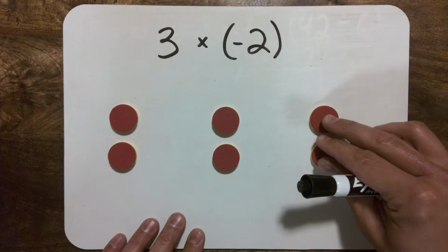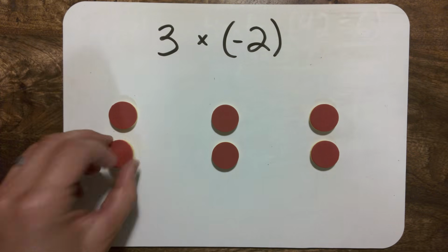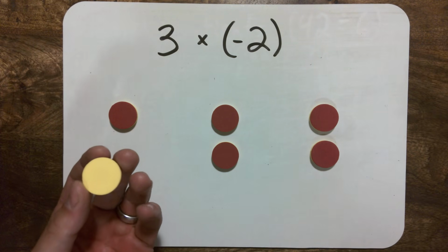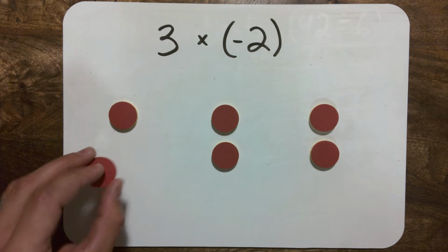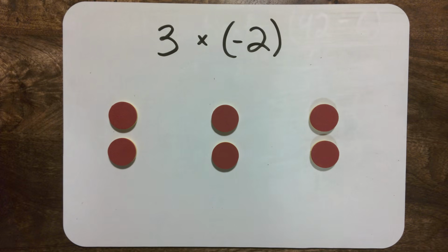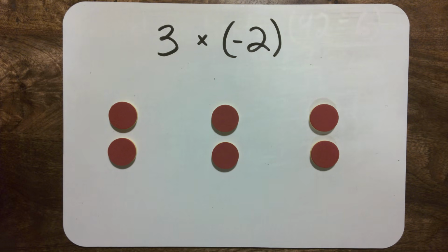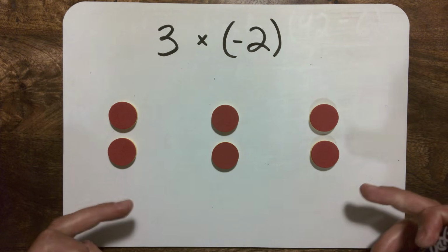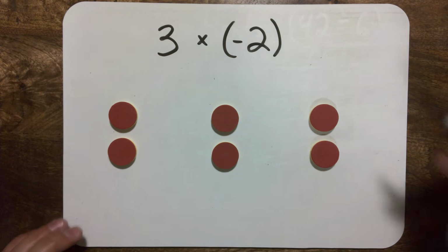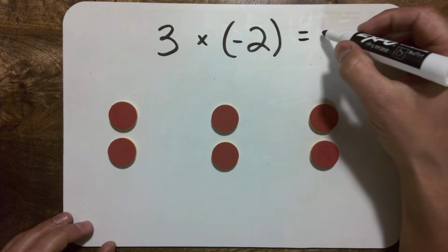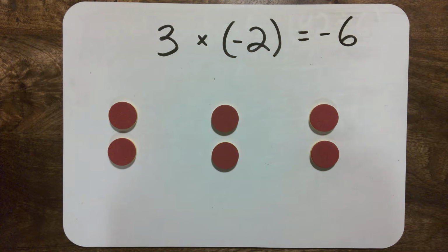So for the concrete model, these two color counters are useful. We're saying the yellow is positive, and the red is negative. So if I have 3 groups, 1, 2, 3 groups that each have a size of negative 2, then what is my total? Well, I have 6 counters, they're all red, so I have negative 6. My product here would be negative 6.